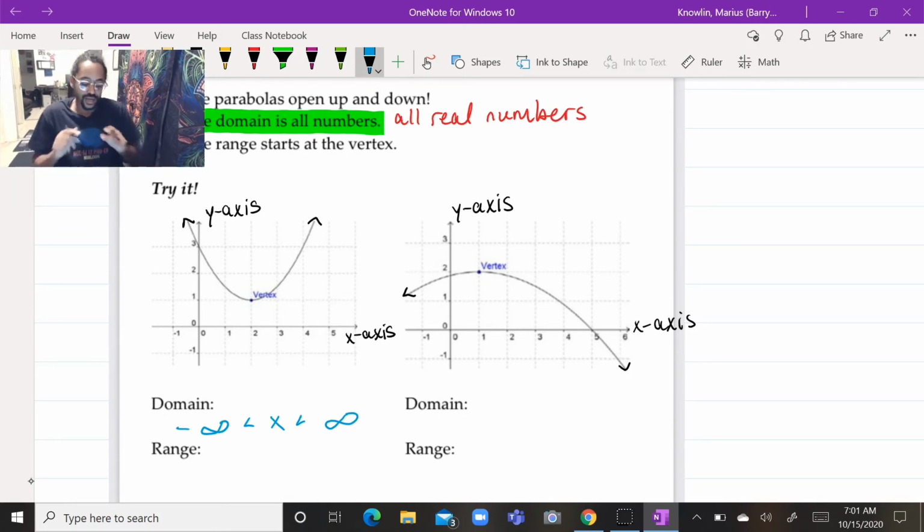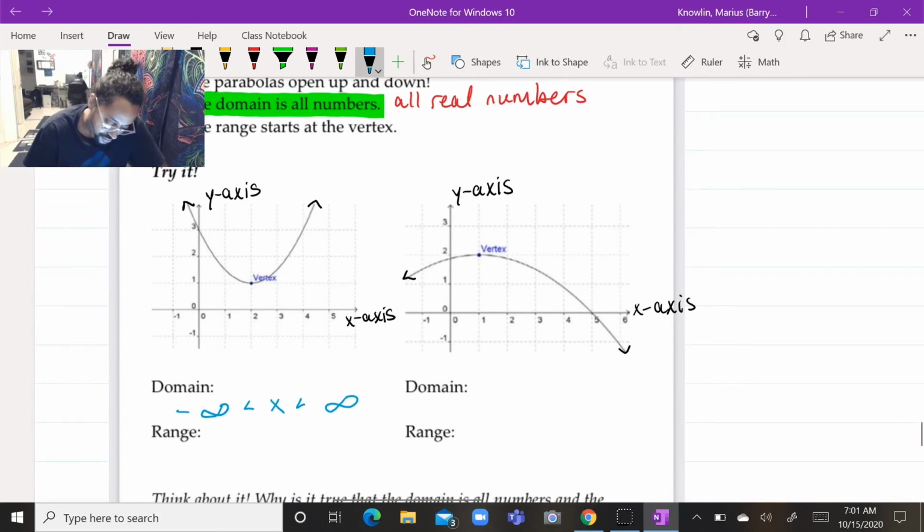And if you think about it, the graph, the vertex, the parabola, it's going to keep expanding more and more. It's going to keep getting wider and wider, and it's going to constantly take up the entire x-axis. So every number on the x-axis will have some y value corresponding to it. So that's why it's all real numbers.